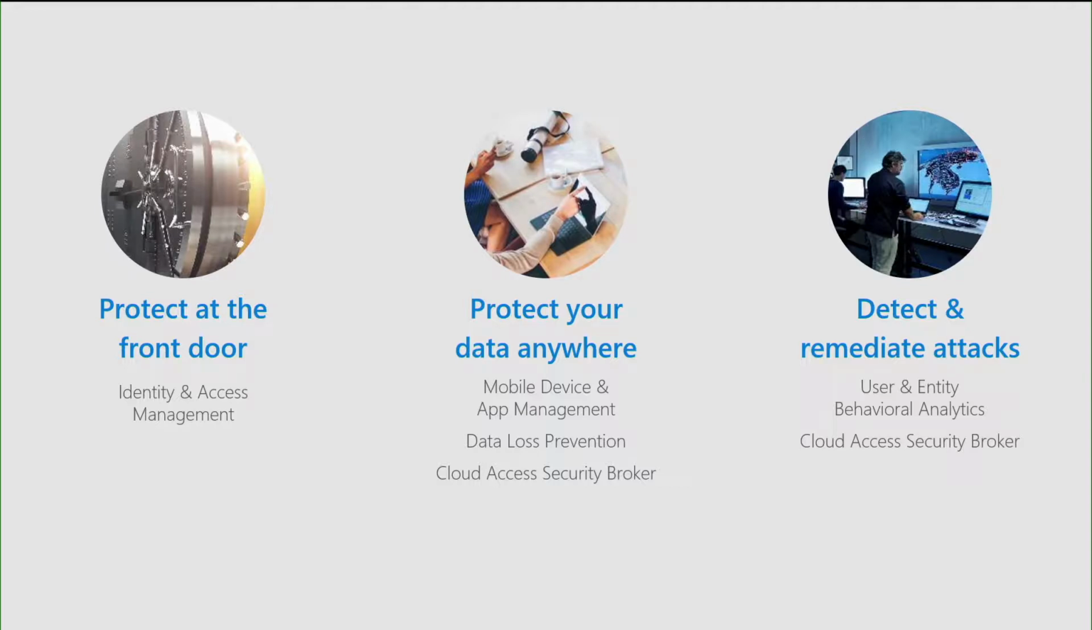If you think about all the different elements of the benefits that we provide with Microsoft Enterprise Mobility and Security, there are three specific areas. One, protection at the front door. How do we protect the identities? How do we protect the access right at the front door? Access needs to be context sensitive. Not everybody should access the network.